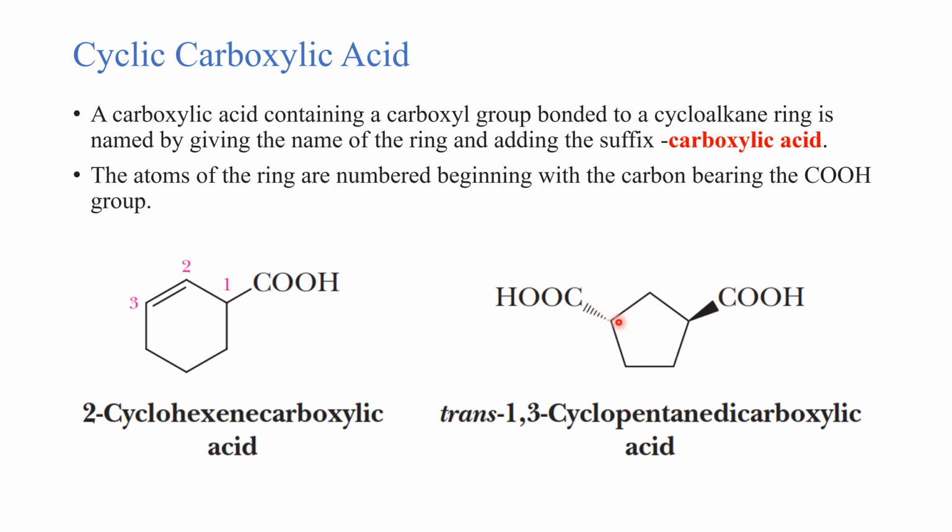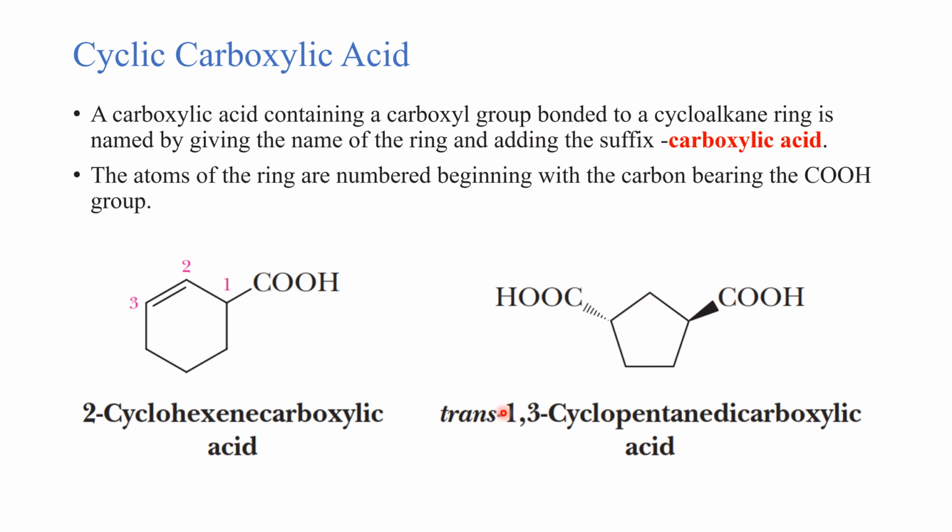We have to go in that direction where we can accommodate most of our substitutions with the lowest numbers. So 1, 2, 3, 4, and 5. So 1 and the third position, here there are the carboxylate groups, right? So this is the cyclopentane dicarboxylic acid.